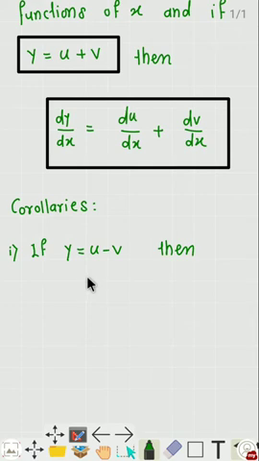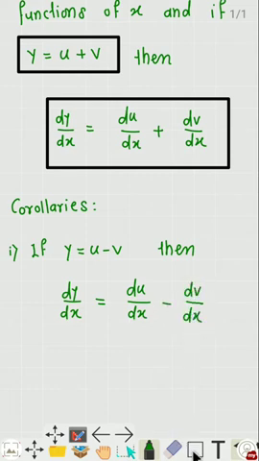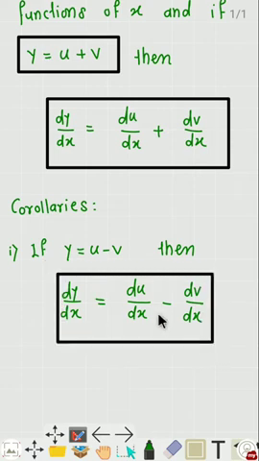so the rule is if y is addition of two functions, then their derivative is addition of their derivatives. Okay, and if y is equal to subtraction of two functions, then its derivative dy by dx is equal to derivative of u with respect to x minus derivative of v with respect to x. Okay, so this is a corollary obtained from this addition rule. We can say that this is subtraction rule also.